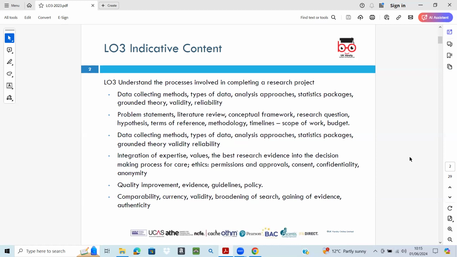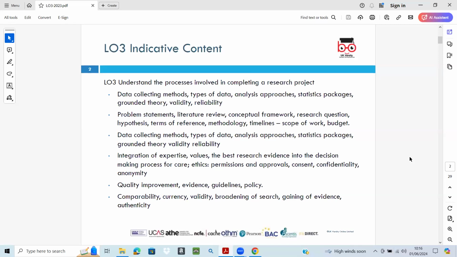Then we have grounded theory, and grounded theory is an inductive approach to develop theories based on data systematically collected and analyzed. Then we have validity and reliability. So we will discuss that more in detail later.